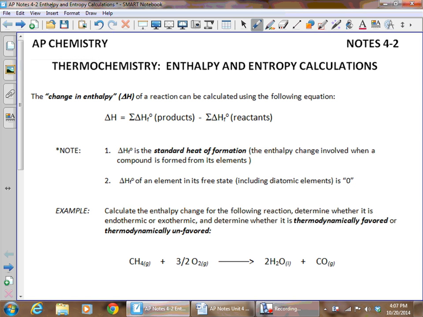Today we're going to talk about how to calculate enthalpy and entropy changes in chemical reactions. When we calculate the change in enthalpy, which remember, enthalpy is just a fancy word for heat, so delta H is the symbol for that change in enthalpy, we can use this reaction equation that the change in heat is equal to the sum of the heats of formation of the products minus the sum of the heats of formation of the reactants. Now, what are heats of formation?